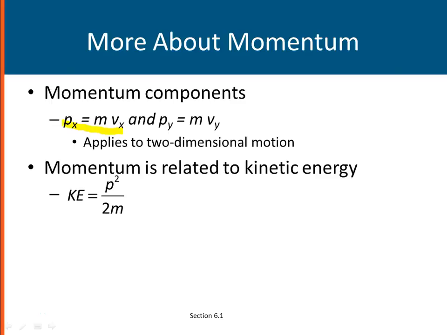Also, because it is a vector, it will have components. It will have a horizontal component and a y component. We can find those separately by taking the mass times the velocity's x component and the mass times the velocity's y component. So this will apply to two dimensions. We can also relate the momentum to the kinetic energy by the equation that the kinetic energy is the momentum squared divided by 2m. One thing to keep in mind here, this is a scalar quantity. Energy is scalar, so we're just looking at the magnitude of the momentum squared divided by 2 times the mass.